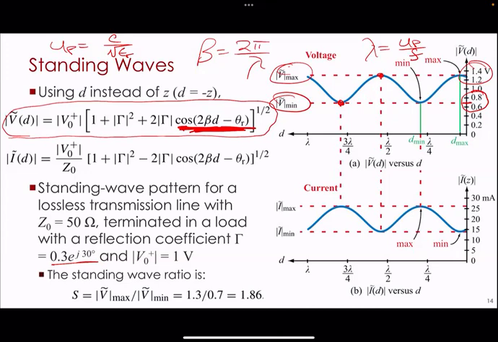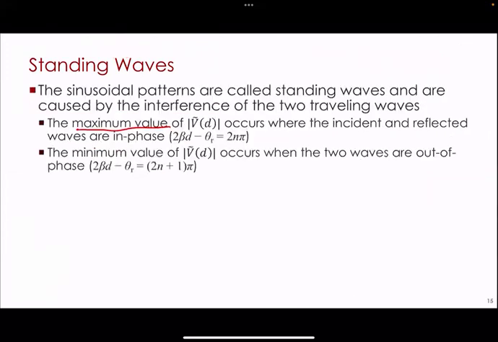So it peaks at 0, 2 pi, 4 pi, 6 pi, 8 pi, right? So the way we can write that compactly is just to say the cosine equals 1 when 2 beta d minus theta r, that's the argument of the cosine, equals 2n pi, where n equals 0, 1, 2, and so on. With the 0 in there, that just says 2 beta d minus theta r equals 0. Cos of 0 is 1. We're at a peak of cosine. That's going to be a peak of our voltage magnitude.